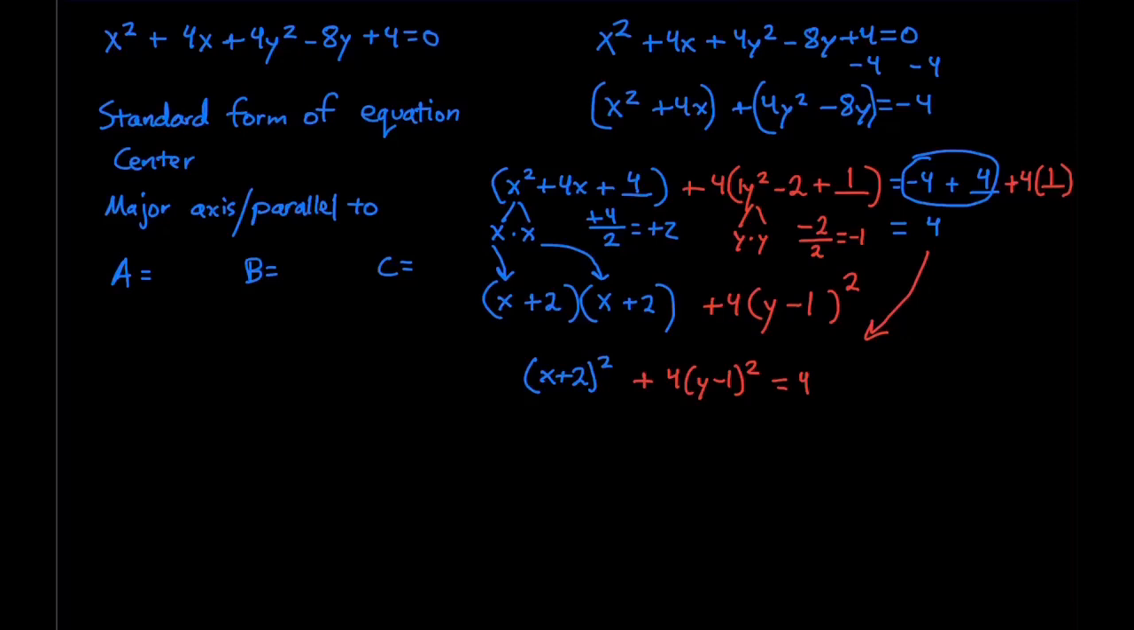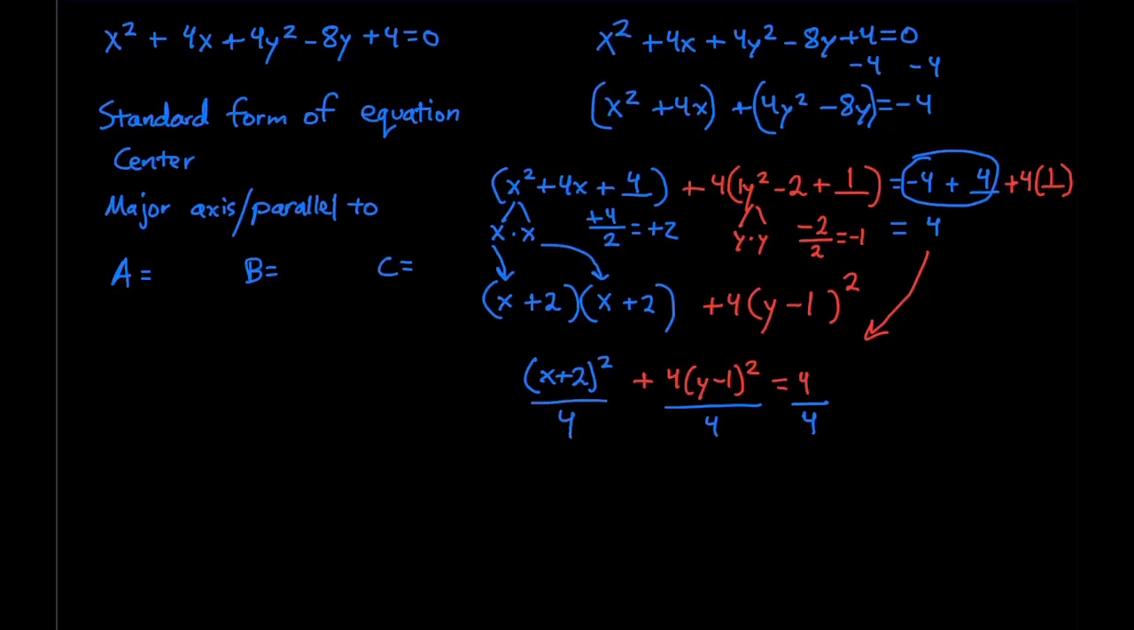Now, this is an ellipse. We identified that at the beginning. So that means that this needs to be a 1 to be in standard form. So if it's not 1, whatever it is, you just divide everything by whatever that number is. So we'll take the 4 and divide it by itself. But you have to do that to everything, since it's an equation.